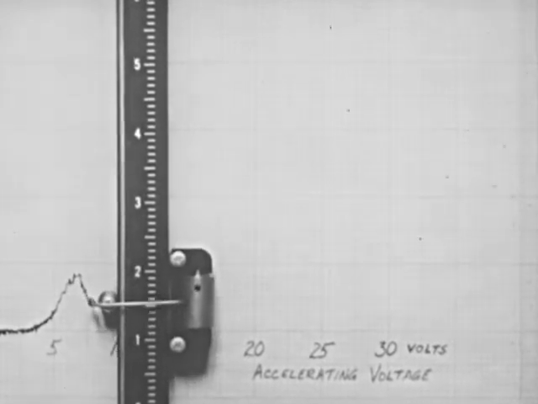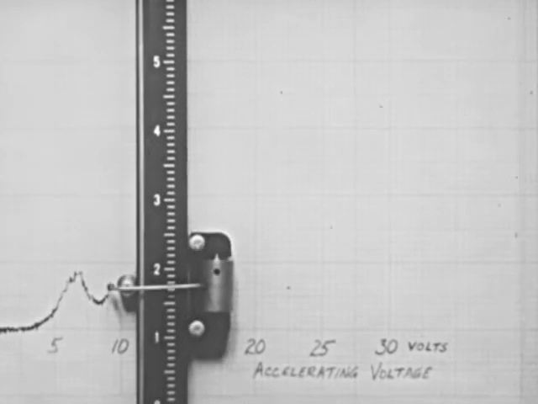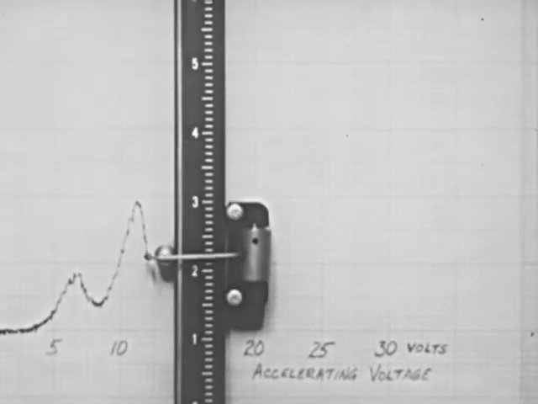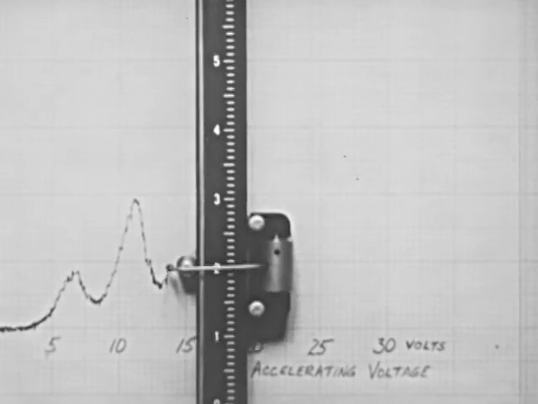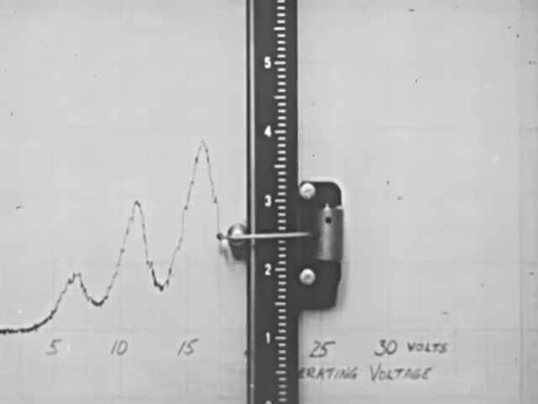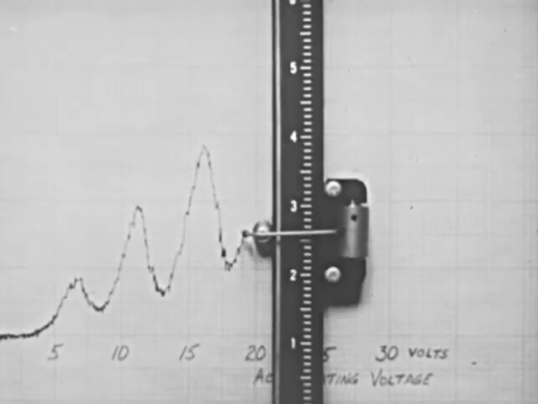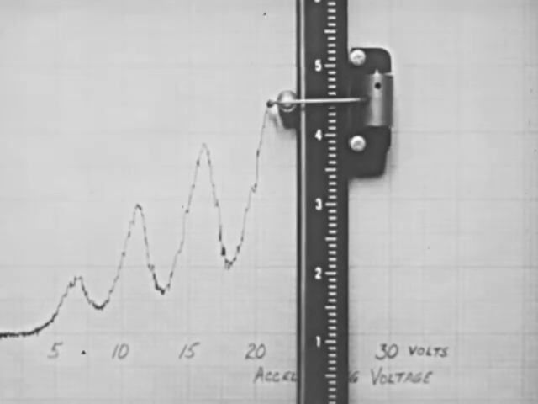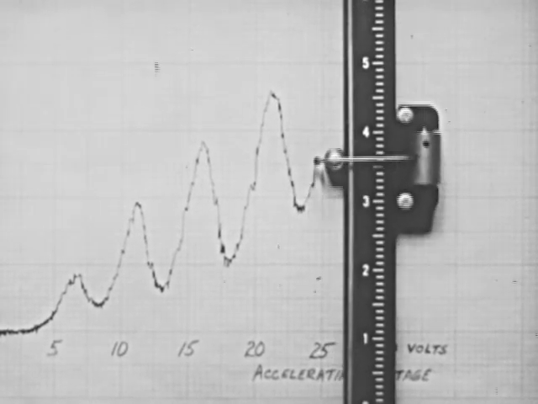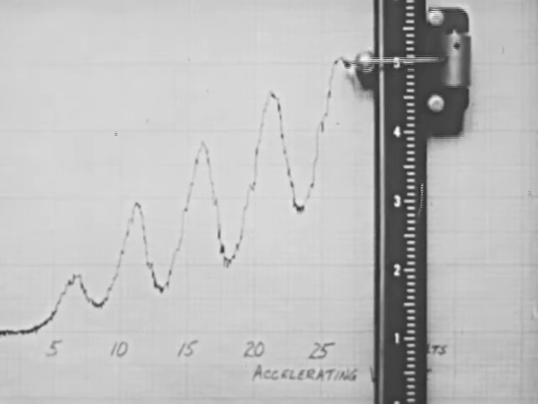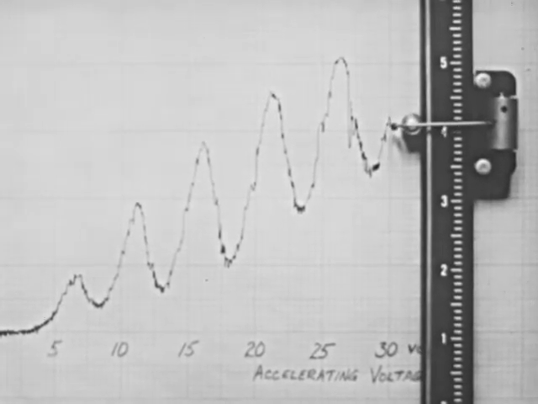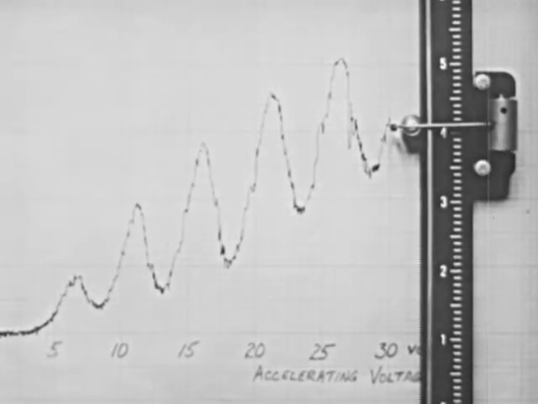There now starts the first dip. Once more, the current begins to rise. Another decrease, a big one this time. And then another increase. You'll notice that each inch of the horizontal scale represents 5 volts. The peaks seem to be just about 5 volts apart. Let's see if this continues. We're approaching the fifth rise. There's another dip. And now we're up to the 30 volts, which is the maximum that I want to put between the grids.